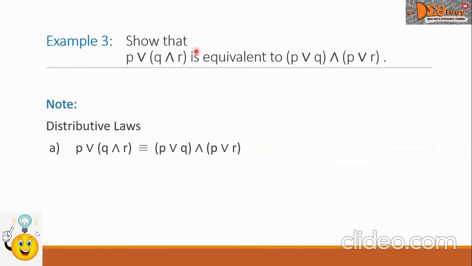Take note that what we prove here is part A of distributive laws, and part B of distributive laws is here: P and the compound proposition Q or R is logically equivalent to the compound proposition P and Q or the compound proposition P and R. We're going to leave this part B for students to prove.